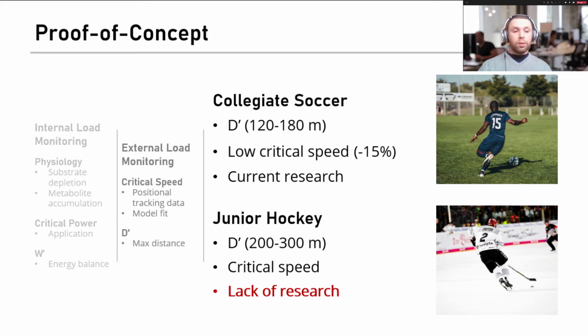In junior hockey, we found that their critical speed values were nearly the same as in collegiate soccer, but the D prime value was almost double. There's no true explanation, but my best guess is that the extra distance gained is because of the amount of glide, or the distance they glide between strides. Unfortunately, there's no research on the topic, and there's no way of validating these findings.